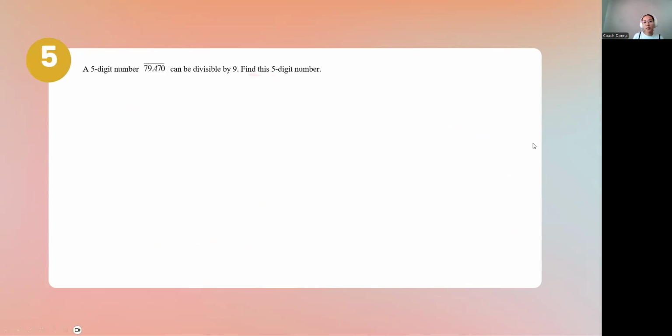Five-digit number 79A70 can be divisible by 9. Find this five-digit number. All right. So for this number to be divisible by 9, if you add all of the digits, the sum must be divisible by 9. All right. 7 plus 9 plus A plus 7 plus 0. This will give you 7 plus 9, that's 16, plus 7, that's 23. So you have 23 plus A.